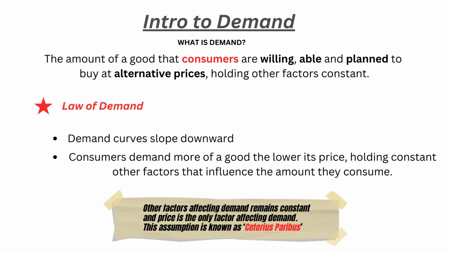Introduction to demand. What is demand? It is the quantity of goods and services that the consumers are willing, able, and planning to buy at different prices, keeping all other factors constant. The law of demand says demand curves slope downwards, and consumers demand more of a good the lower its price. There's an assumption called ceteris paribus. It says that other factors affecting demand remain constant.